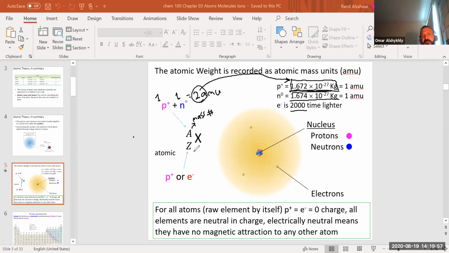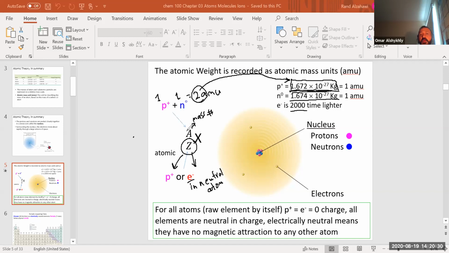Okay, now another number here, the Z. Z is equal to the number of protons, or electrons in a neutral atom. Be careful, guys, in a neutral atom. What does neutral atom mean? It is an atom that doesn't have a charge, positive or negative. The charge is 0. So here we have A, which is protons plus neutrons. Z is just the number of protons, or even electrons if it's a neutral atom.